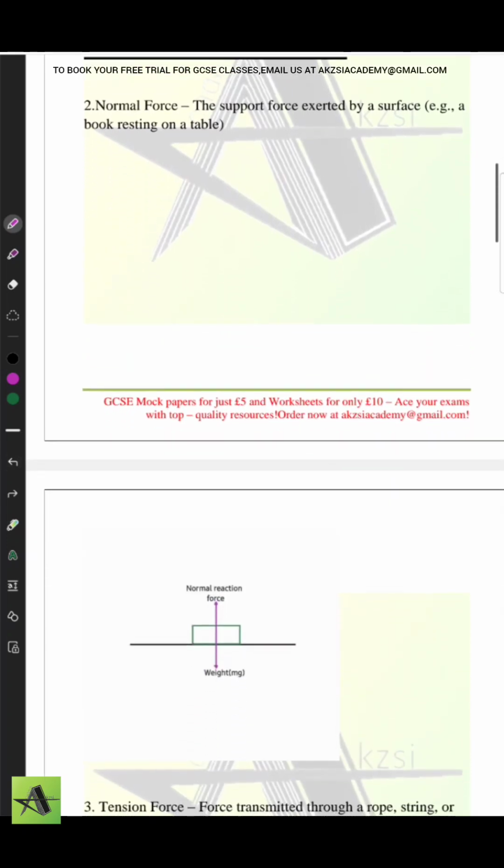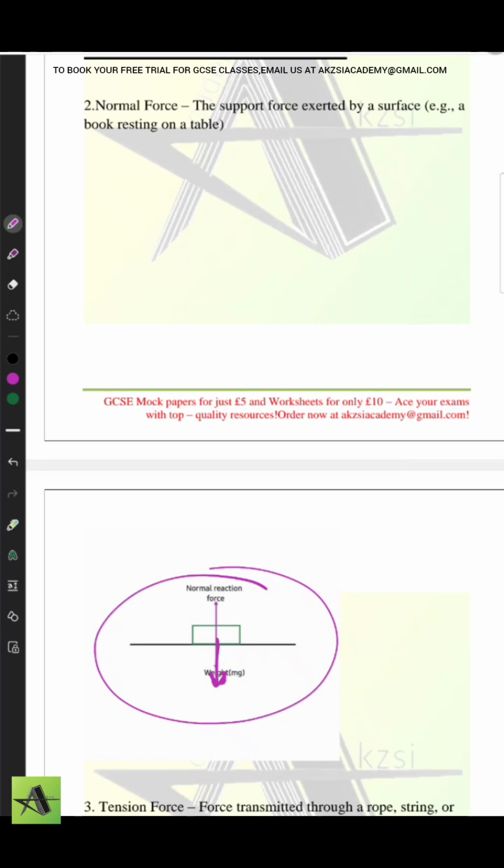Next is normal force. Since there is gravity on earth, everything which has a mass has a weight, and we know that weight is mass times gravity. That means it will exert a downward force. Say for example, this is a book resting on a table, and obviously the book has a mass, and similarly it has weight. Weight is always towards the earth in the downward direction, so it will be like this.